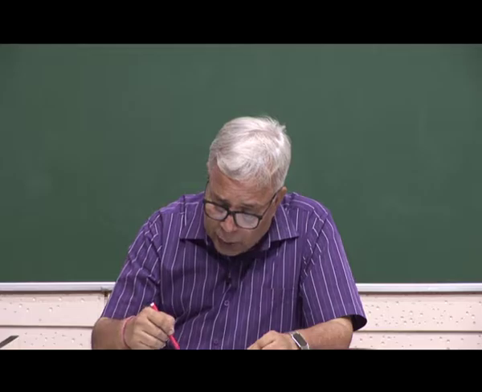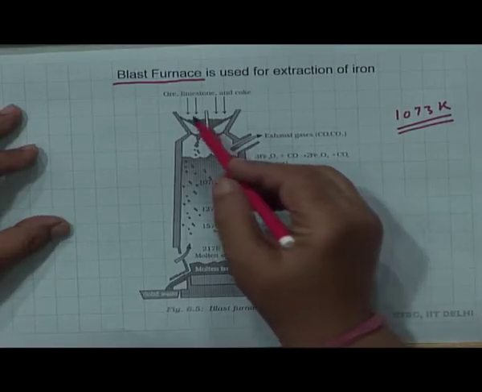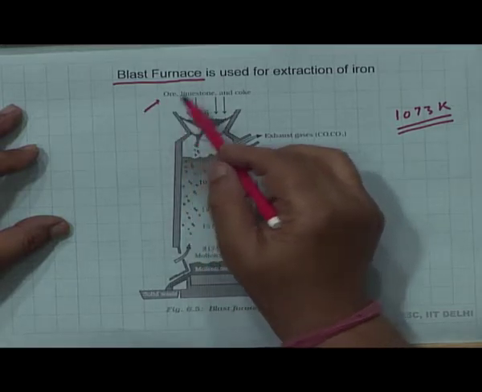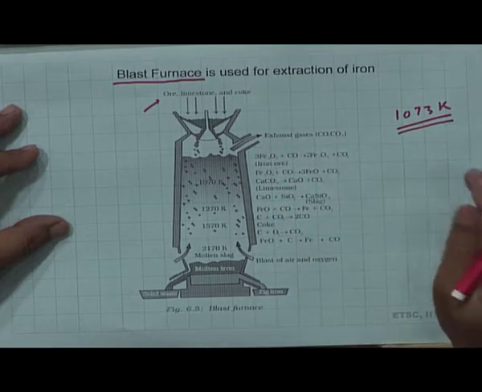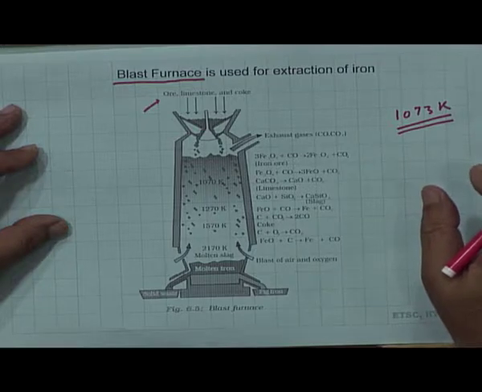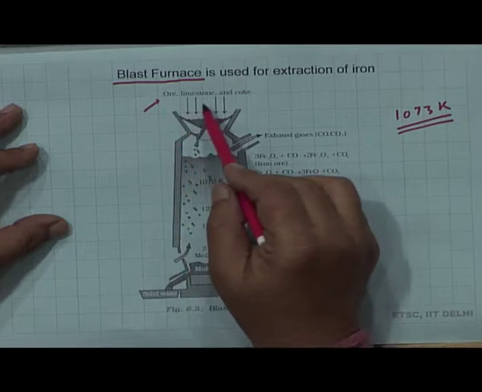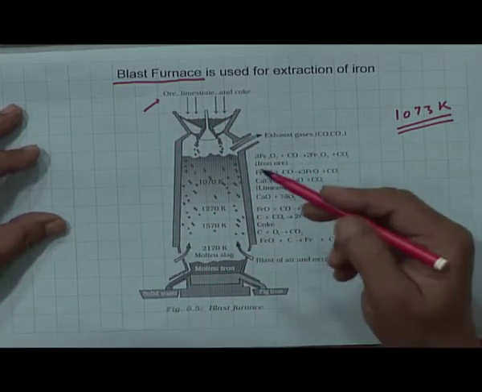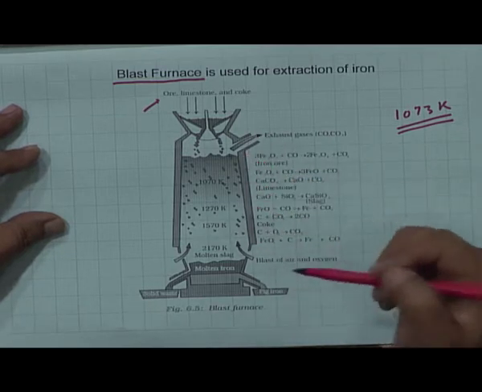This is shown in this figure, blast furnace. It has several parts. From the top, ore, limestone and coke. We have decided on the basis of Ellingham plots that carbon is a very suitable reagent for it. So, we add the mixture of ore, limestone and coke. You will know very shortly why we have added limestone, but this mixture is added.